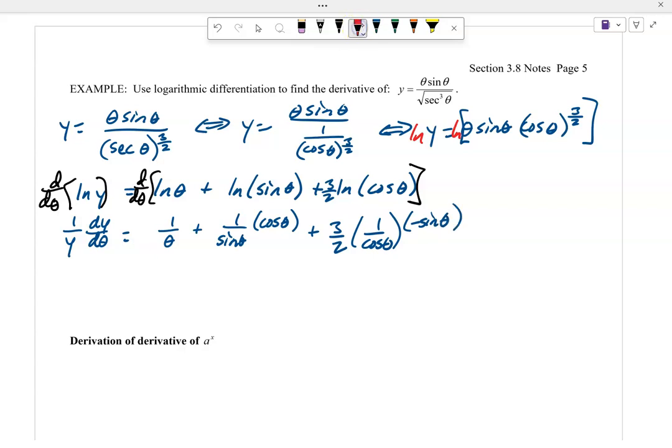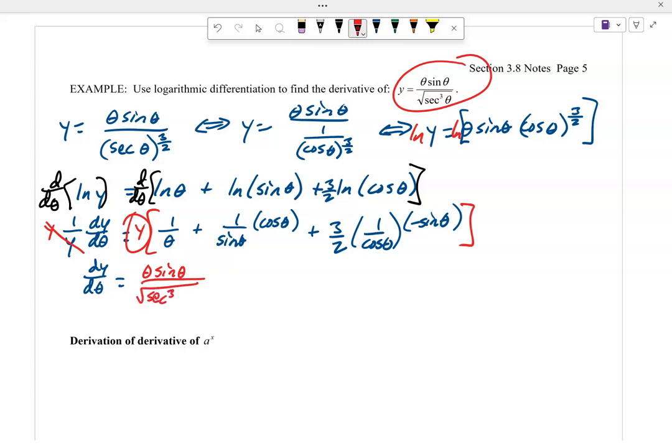Now I'm going to multiply both sides by y. And so our dy/d theta ends up being the y. Go ahead and substitute that in. Here's our y from up top. Our y is theta sine theta over the square root of the secant cubed theta, times we have 1 over theta. Cosine over sine is a cotangent. And then notice I have a negative on that sine theta on the next one. So minus 3/2, and I have sine over cosine, which is a tangent.